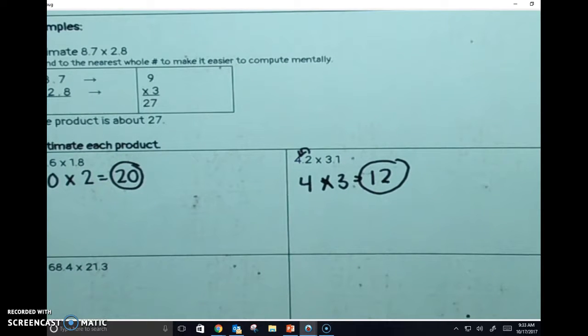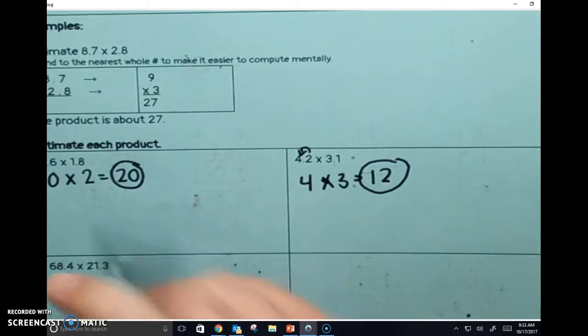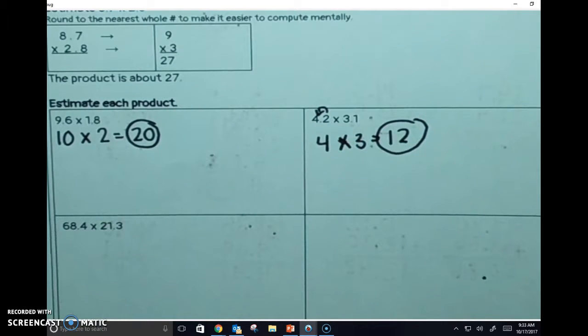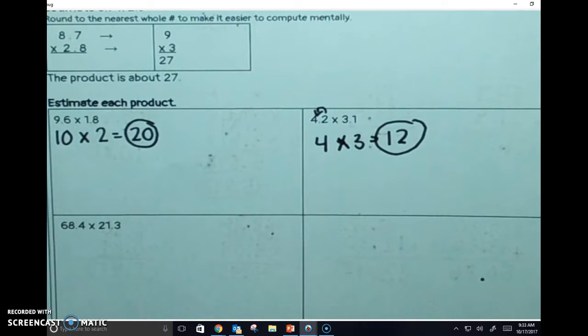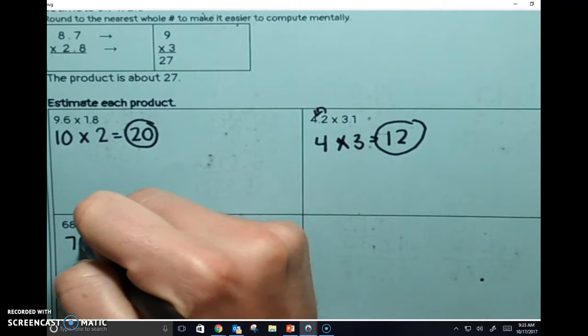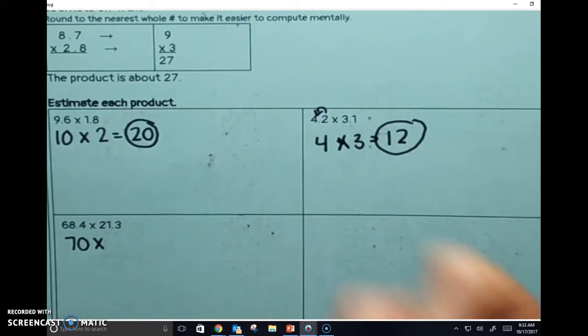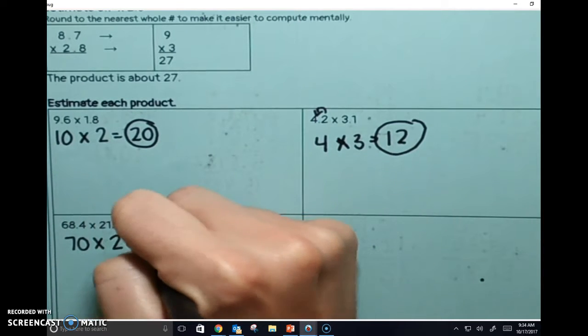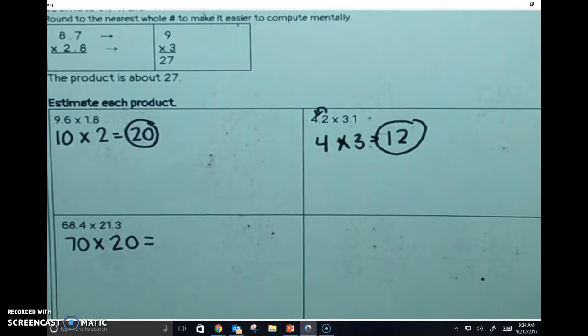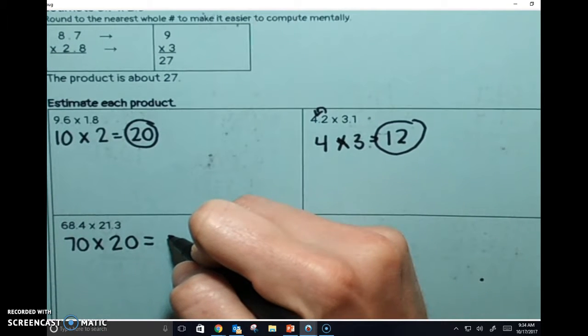Okay. When they get big like this, do you see that? We're going to go to the nearest 10, because we want to be able to do it in our head. That's the whole reason we estimate. So we'll stay at 60 or go to 70? 70. And then 21.3. We'll stay at 20 or go to 30? 20. So 70 times 20 would be 140.